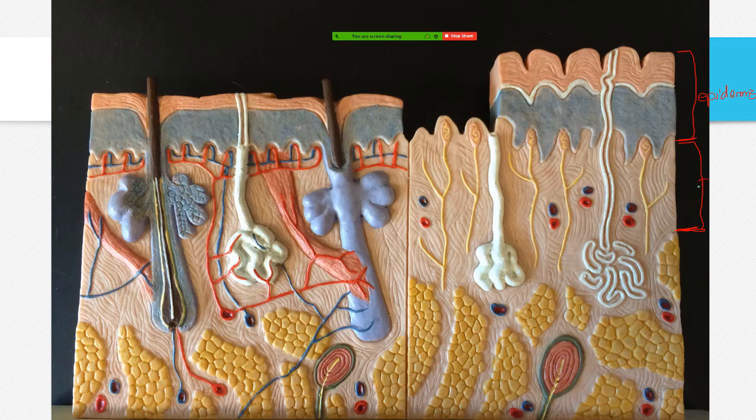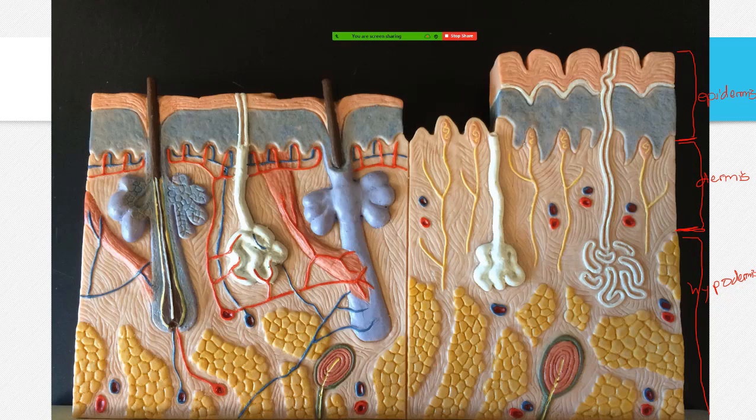Okay. If I were to point to this here, what is this layer over here? Very good. This is the dermis. And we go deeper down. What is this layer down here? Okay, hypodermis. Is it part of the skin though? No, it's not part of the skin. Good.